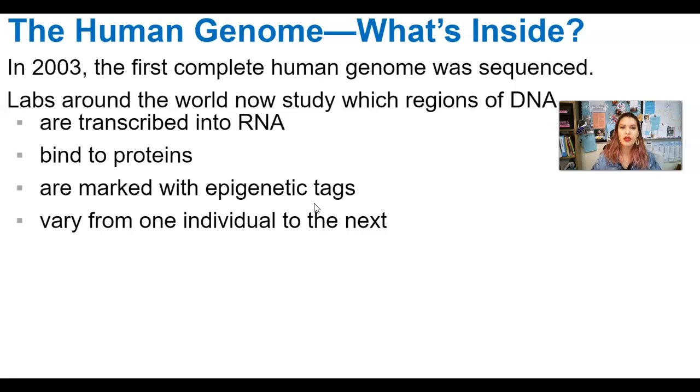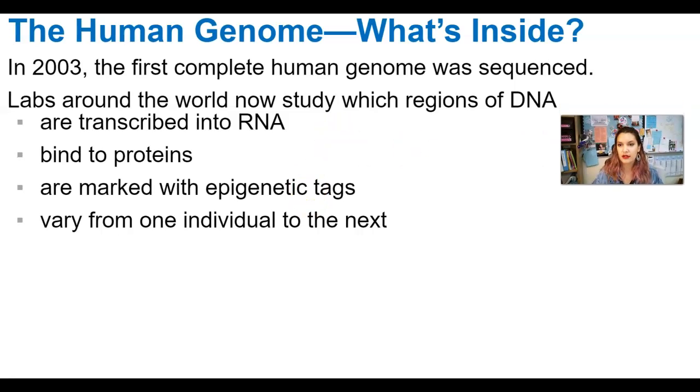Okay, so the human genome, what's inside? In 2003, the first complete human genome was sequenced. We get to see that happen in the video. Labs around the world now study which regions of DNA are being used, and we are transcribing them into RNA. We are binding to proteins. They are marked with epigenetic tags, and they vary from one individual to the next.